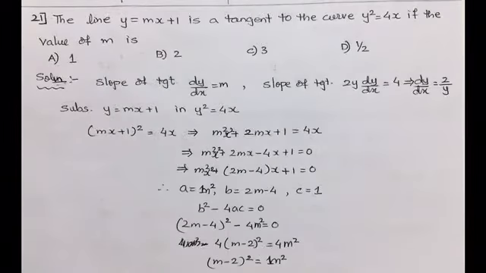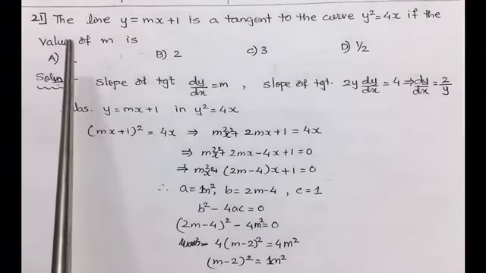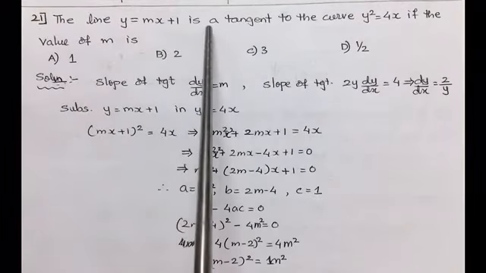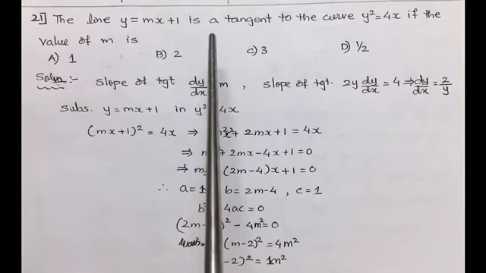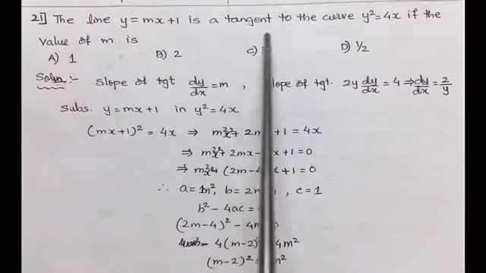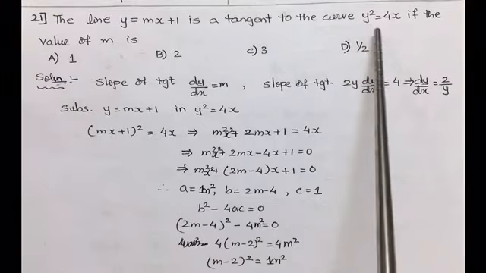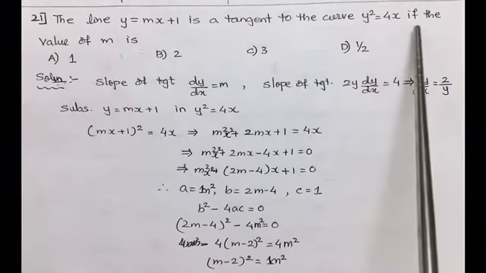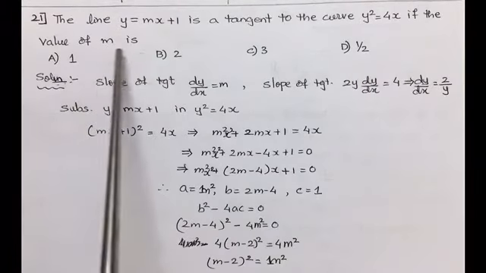21st one is: the line y equal to mx plus 1 is a tangent to the curve y square equal to 4x. If so, the value of m is?